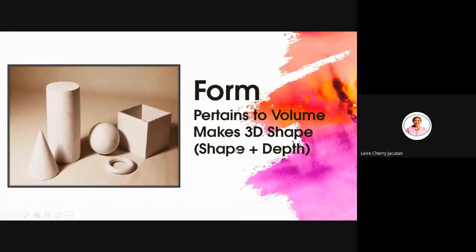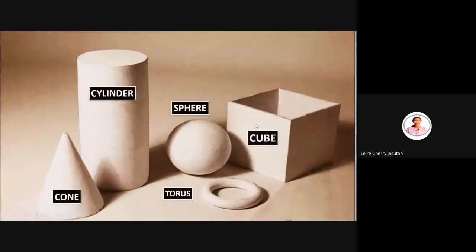So, yung shape kasi, meron lang siyang two dimensions, di ba? So, flat image lang siya. Pero once na ginawa mo siyang three-dimensional shape, it becomes form. So, form pertains to the volume and makes a three-dimensional shape. So, yung shape plus depth, that becomes form. Just like itong mga nakikita natin na ito. Example is yung, ayan, we have cube, we have sphere, we have torus, cone, and cylinder.